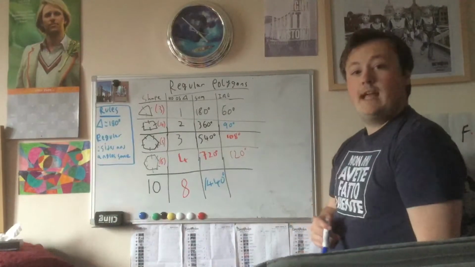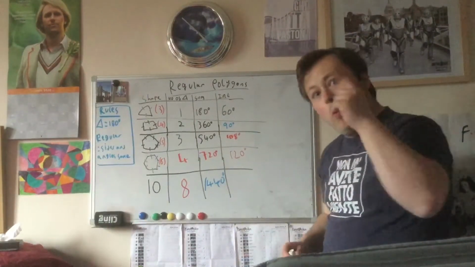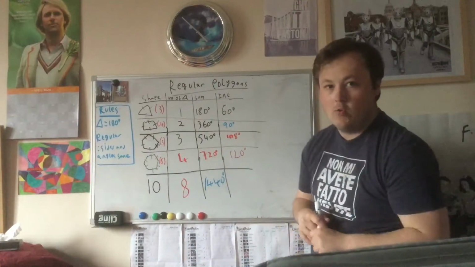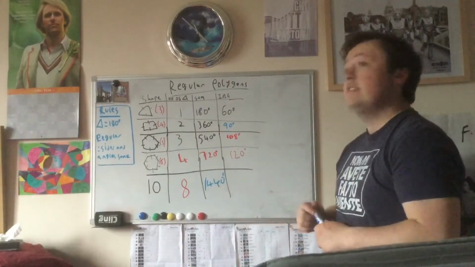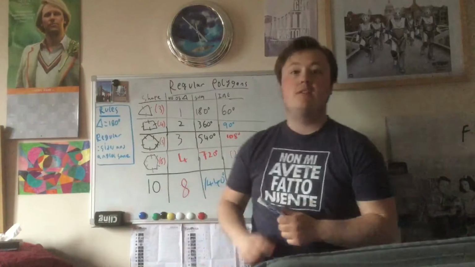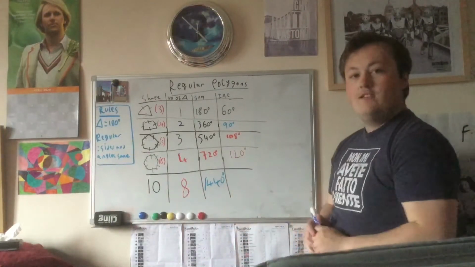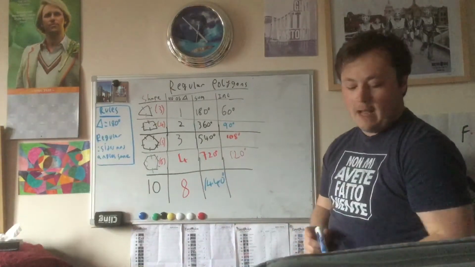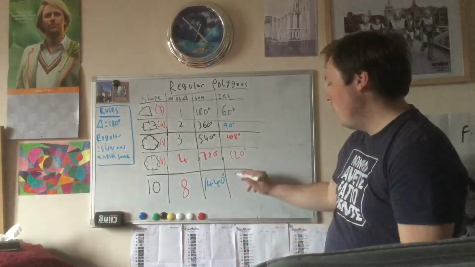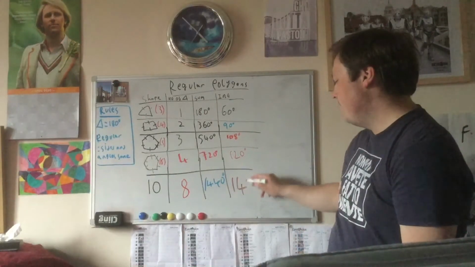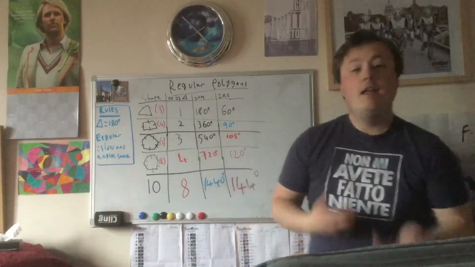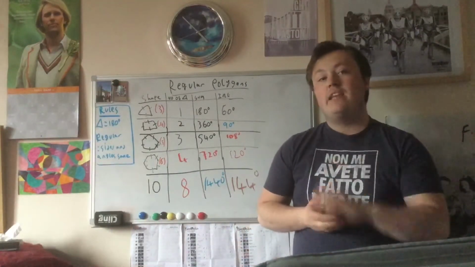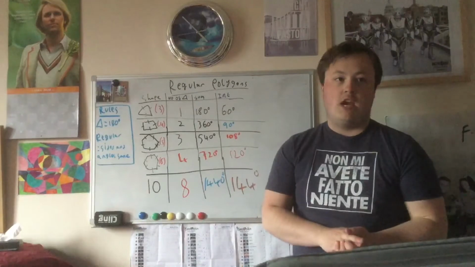And now to work out the actual size of just one of these interior angles, all you simply have to do is divide the sum by the number of sides. So you do 1,440 divided by 10, and that will get you 144 degrees.